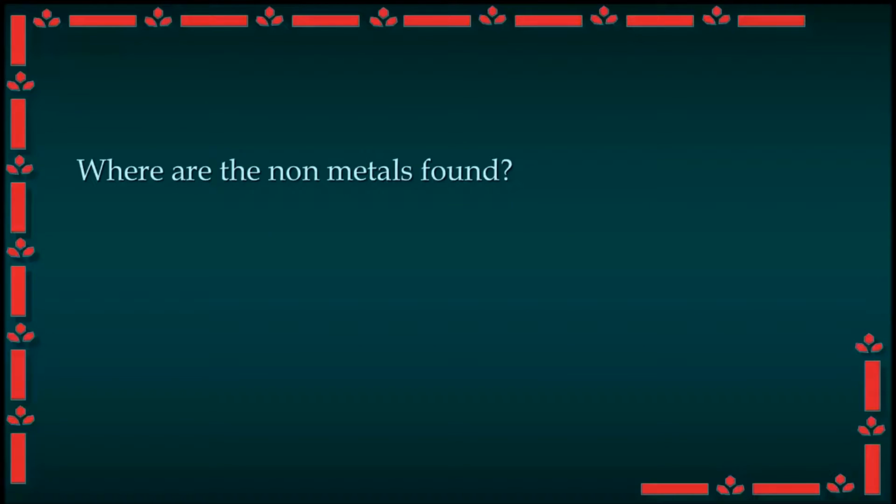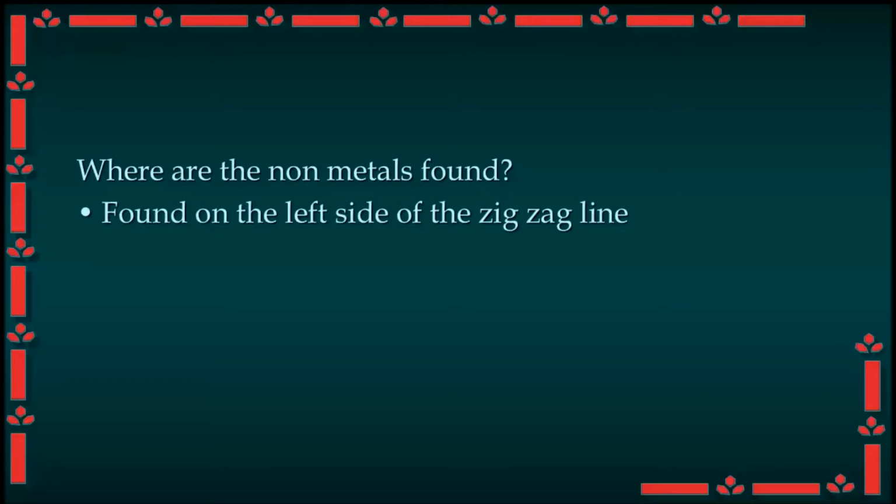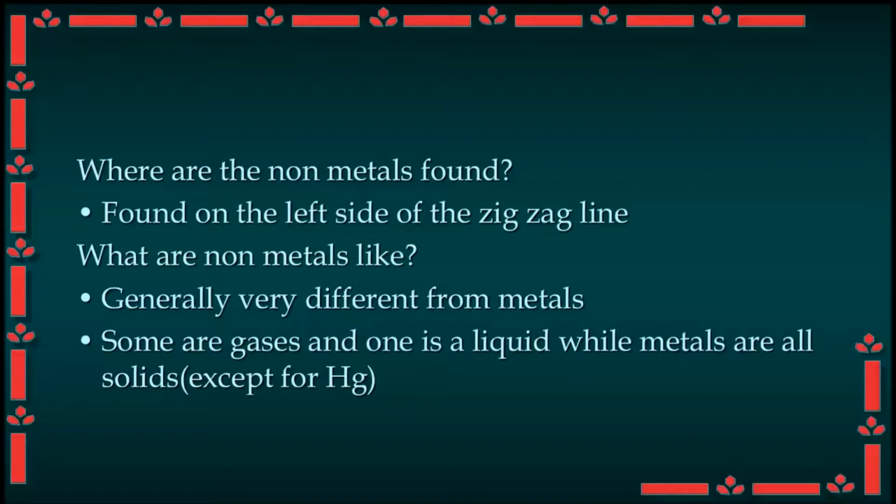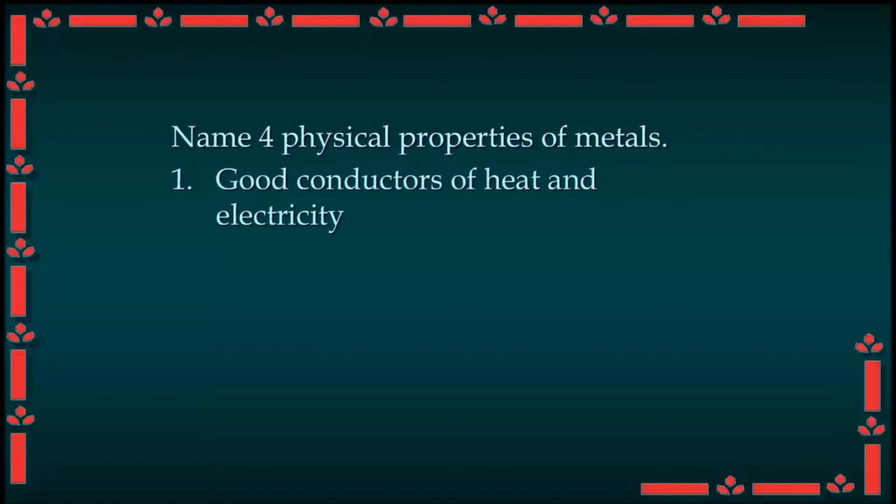Where are nonmetals found? Right side of the zigzag line. What are nonmetals like? Generally very different from the metals. Some are gases. One is a liquid, while metals are mostly solids, except for mercury. So basically, whatever metallic characteristics you have, non-metallic is going to be the opposite. Let's go over some of the metallic characteristics. Metals are good conductors of heat and electricity. Non-metals are not good conductors.